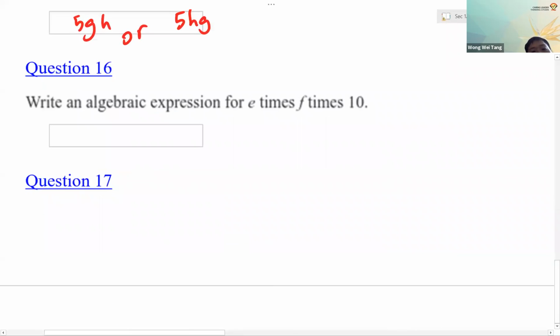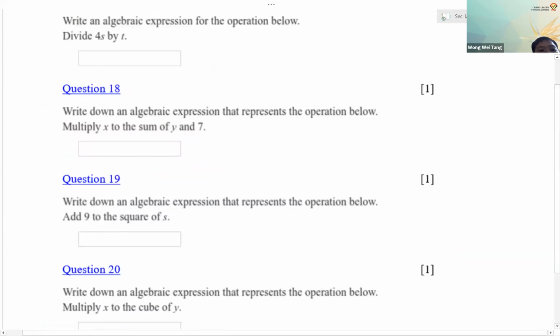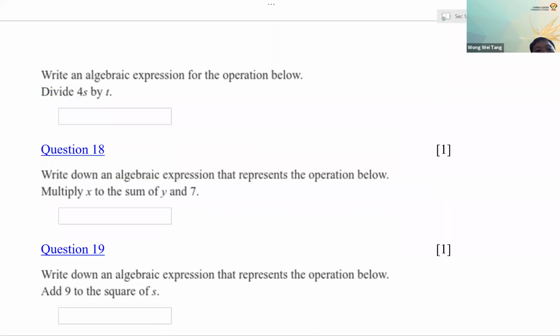Okay, now question 16. E times F times 10. Okay, you can do it by yourself. Next one, 17. Divide 4s by t. Chloe, what do we have? Divide 4s by t.